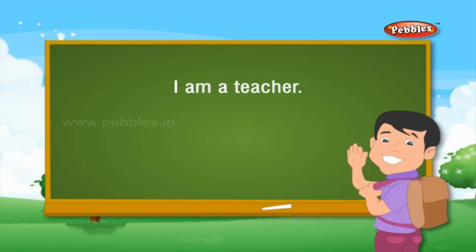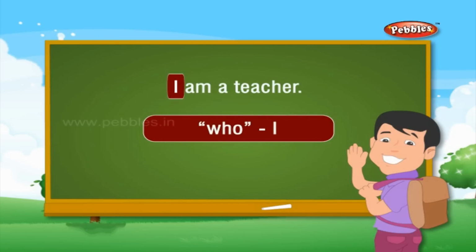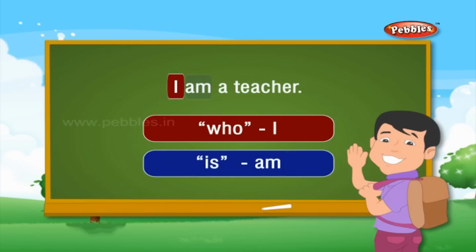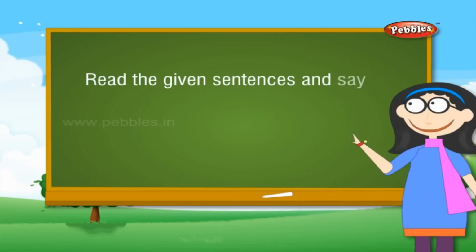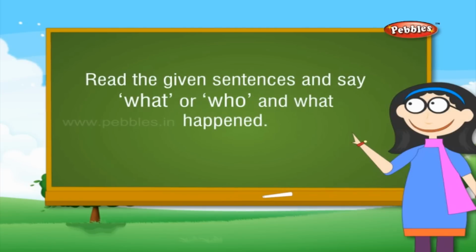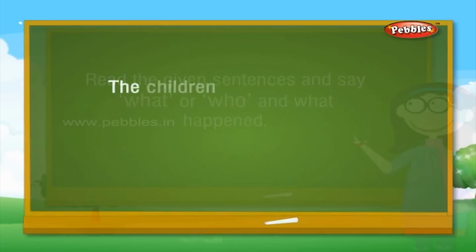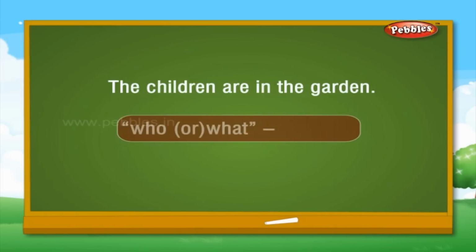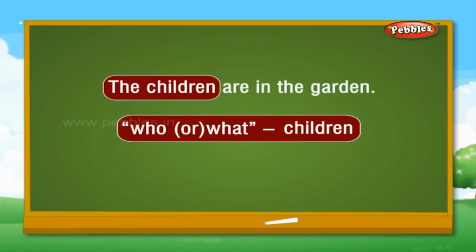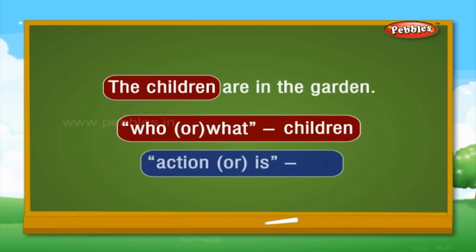I am a teacher. Who? I. Is, am. Read the given sentences and say what or who and what happened. The children are in the garden. Who or what? Children. Action or is, are.